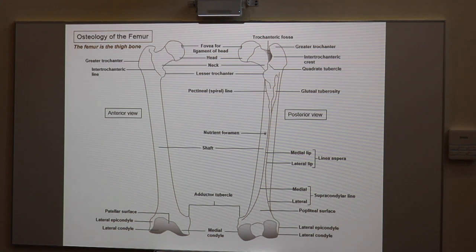So these are some of the bony landmarks which you should know about the femur as well as the hip bone, because when we talk about some of the attachments of muscles, we will talk about the pectineal line and gluteal tuberosity. So you should know where these muscles are inserted.